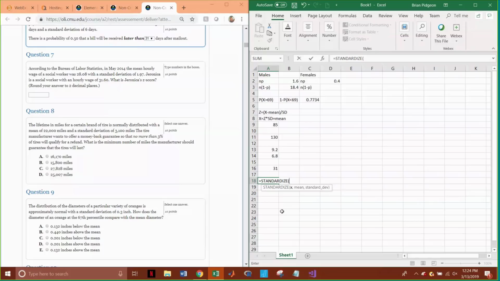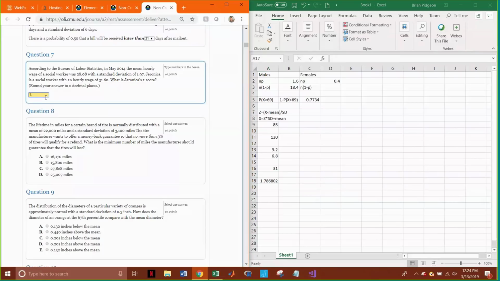So Jeronica works 31.6, so that's our x value. The mean is 28.08, and the standard deviation is 1.97. Now immediately note that Jeronica makes more than the mean hourly wage. So her value is greater than the mean. So this tells us the z-score is going to be positive. So whatever you get as your answer should be positive. Oh, there we go. So that's going to be 1.79.